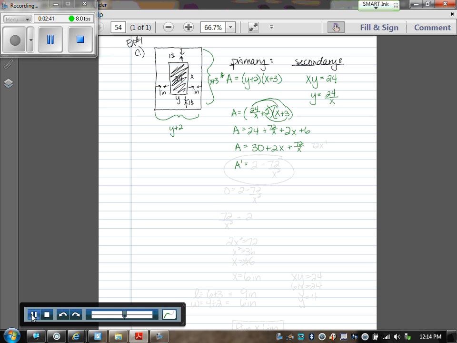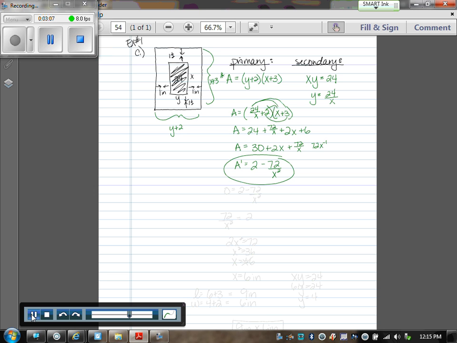The derivative of 30 is 0. The derivative of 2x is 2. And if I want to find the derivative of this 72 over x, can I bring this x up and make it an x to the negative 1? Then when I find the derivative, I get negative 72 x to the negative 2. So when I bring that back down, I get negative 72 over x squared. So this would be my derivative of my area.